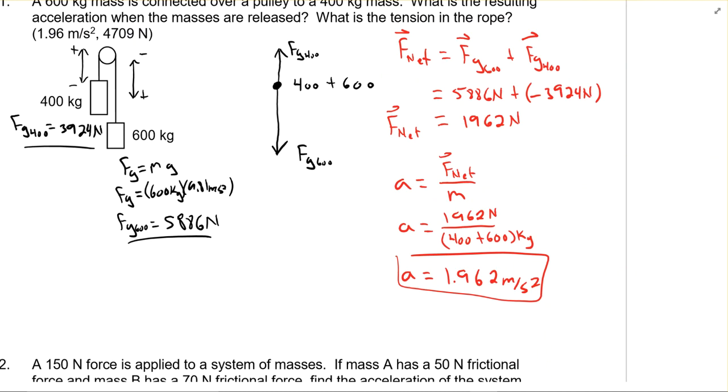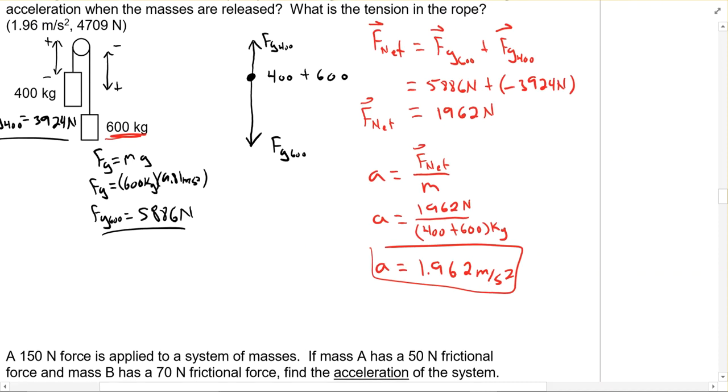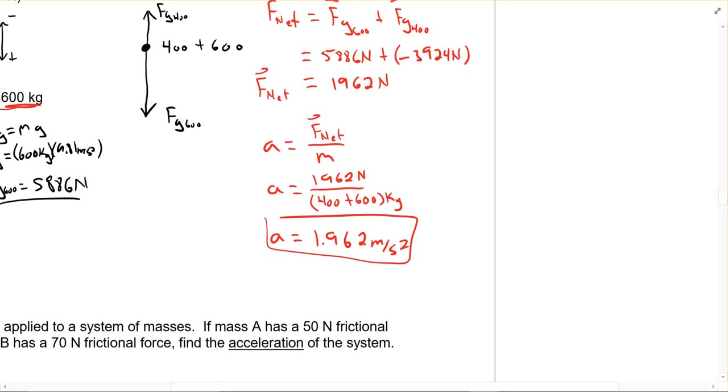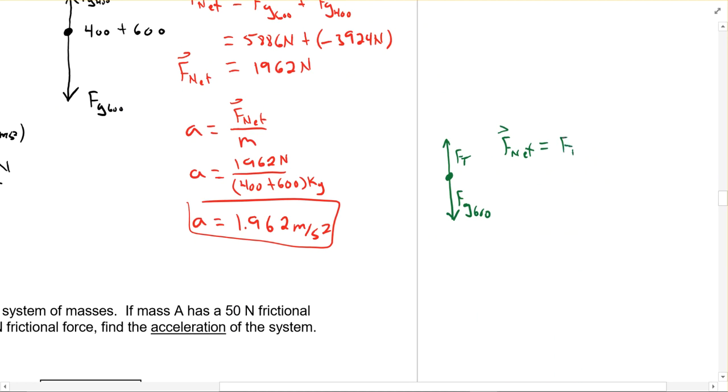Now for the tension part of it, we're going to look at just one of the masses. I'm going to choose the 600 kilogram one because we can just keep down as being positive, so we don't get messed up with that. So let's draw a free body diagram for that one. Down is going to be Fg 600. Up is going to be our force of tension. So F net is going to be Ft plus Fg for the 600 kilogram one. We know Fg. We figured that out right off the bat.